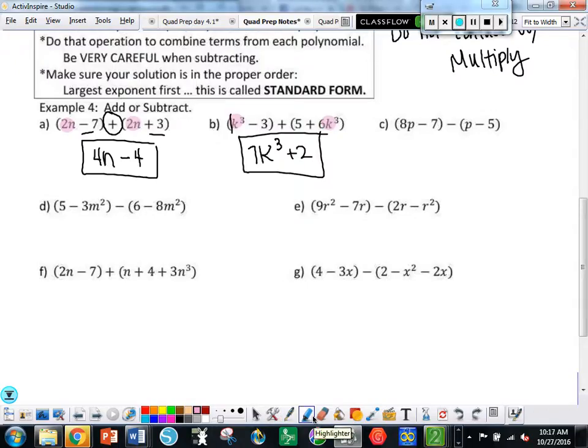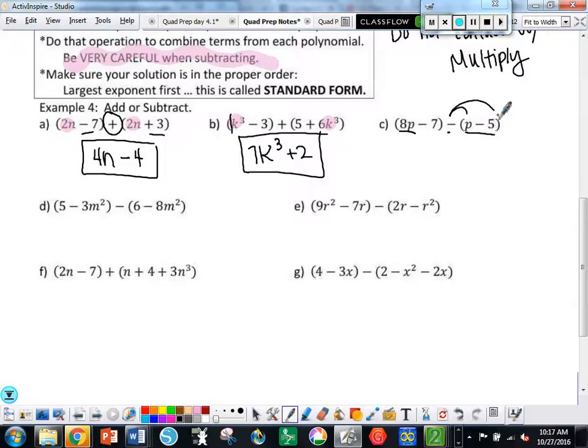No. Now in the instructions it tells you to be very careful when you subtract. This is why, don't write this down. If I see people make mistakes, they say 8p minus p is 7p. And then negative 7 minus 5 is negative 12. That is not fully correct. It's close, but it's not fully correct. Because what needs to happen, I want to subtract the entire binomial right here. So I want to subtract the p, but I also want to subtract a negative 5.